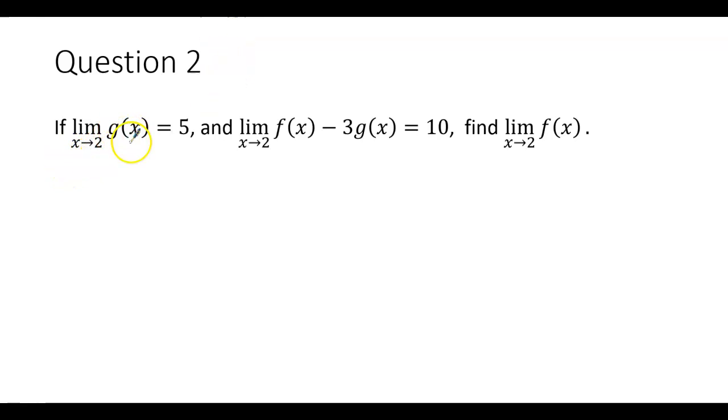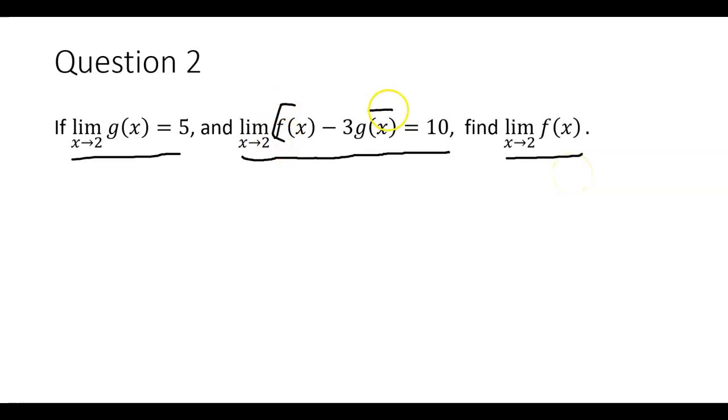The limit of g of x is equal to 5, and the limit of f of x minus 3 times g of x is 10, and our goal is to find out what f of x is. All right, well, I'm going to go ahead and apply my properties here.